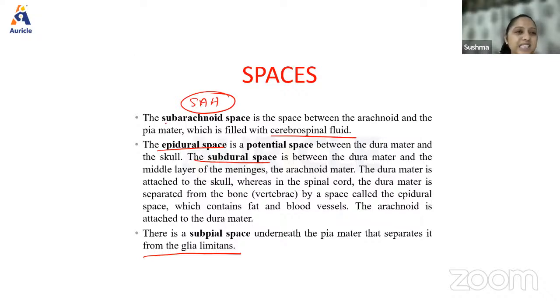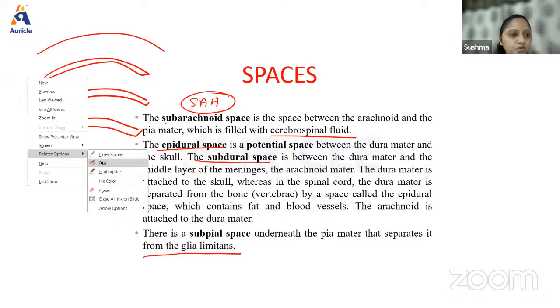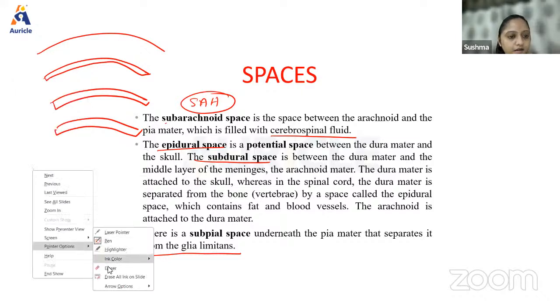Now, very simple things to learn over here, guys. If you imagine this is the skull, and let's say I'm talking about meninges here. The first layer I have is the dura mater, correct? The second layer I have is the arachnoid mater. And the third layer I have is the pia mater. This much we all know, right? I hope we don't have any doubt when it comes to this.